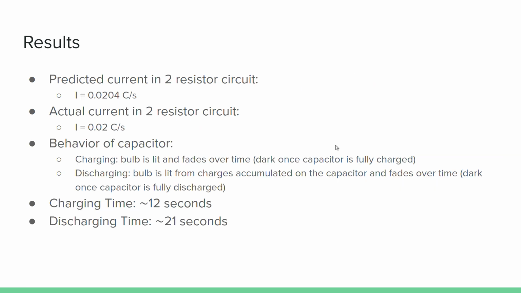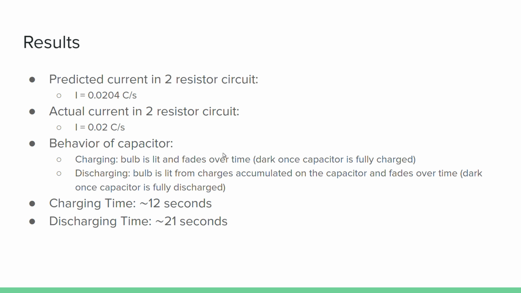The predicted current in the 2 resistor circuit was around 0.0204 coulombs per second, whereas we observed that the actual current in the 2 resistor circuit was 0.02 coulombs per second. In the RC circuit, the behavior of the capacitor is as follows.